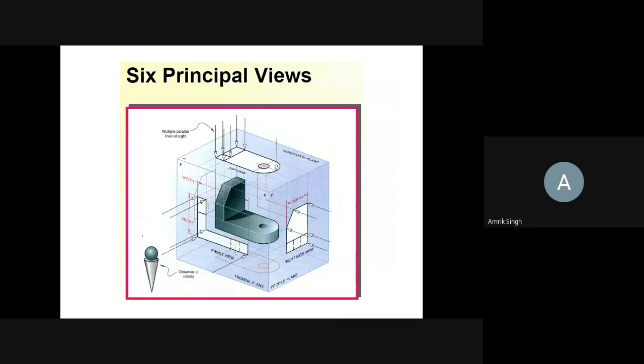So here is the thing which we are talking about. Here you can see the object we have just discussed. Suppose the observer is at infinity, and from there the parallel projections will be coming. This will be the height, this will be the width, and this will be the depth. When you are seeing from this side, it is the front view. You see the front view is drawn like this.